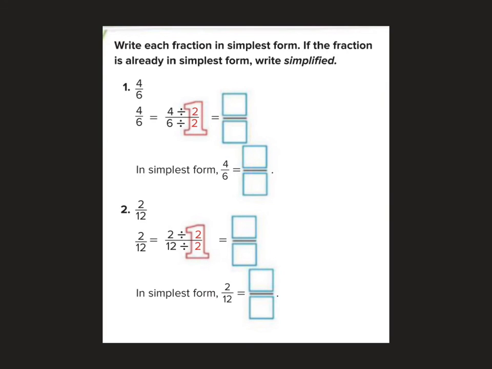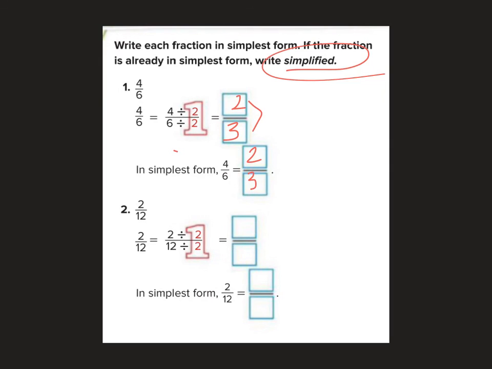Okay, here we go. Write each fraction in simplest form. If the fraction is already in simplest form, write simplified. Okay. 4/6, they're both even. I can divide them both by 2. 4 divided by 2 is 2. 6 divided by 2 is 3. 2 and 3 share no common factors besides 1. So that's in simplest form, 2/3.